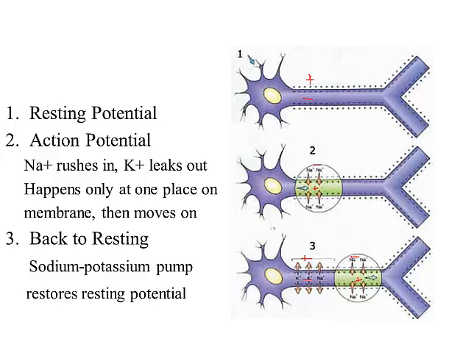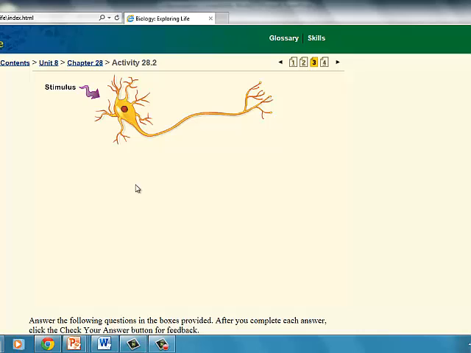So I'm going to show you guys an animation of this so that you can kind of see it more in action. Okay, so in this animation we're going to have a stimulus come into the cell. So you can see the stimulus comes in, remember, the dendrites, down the cell body, and then down the axon.